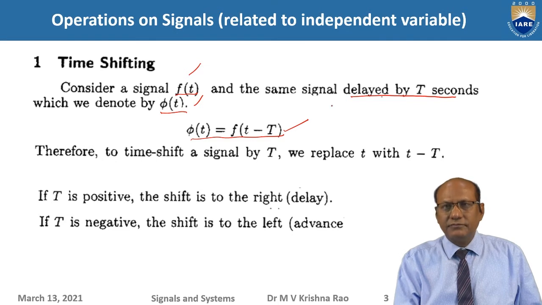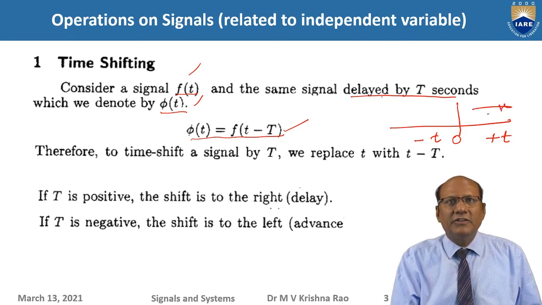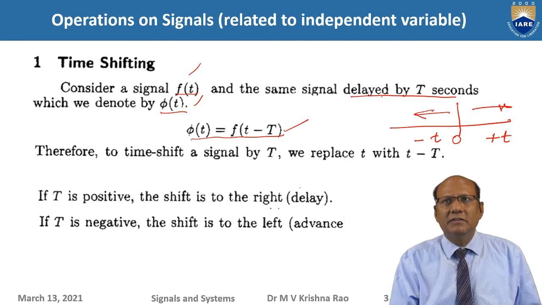For example, let us say I have the time axis here. This is t equal to 0, this is positive t, and this is negative t. If the shift is towards the right, it is called the delay. We can say that the signal is delayed by so much time period. And if the signal is shifted towards the left, it is called advancing the signal. We are forwarding the signal or advancing the signal by that much time duration. So if it is at t equal to 0, it is not changed.